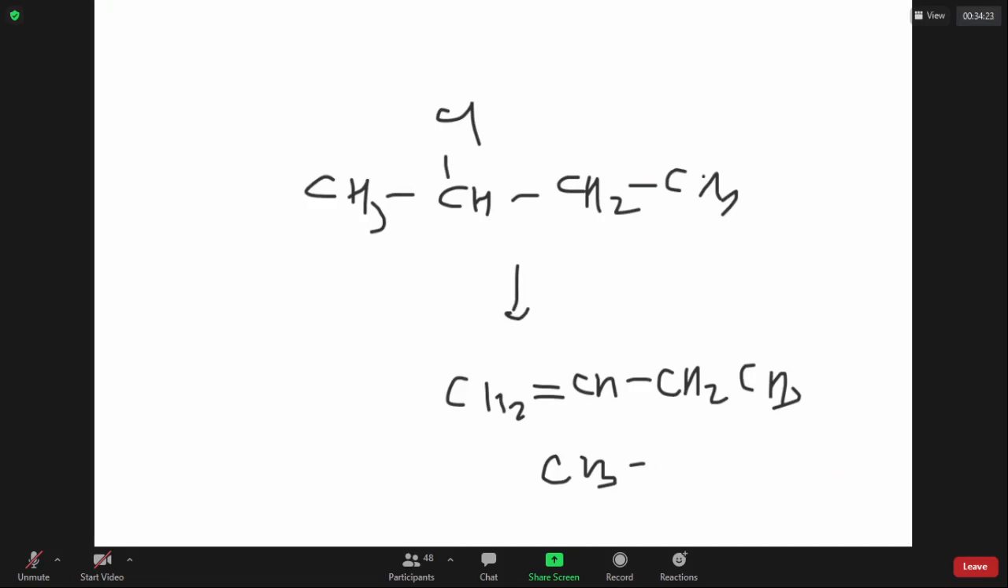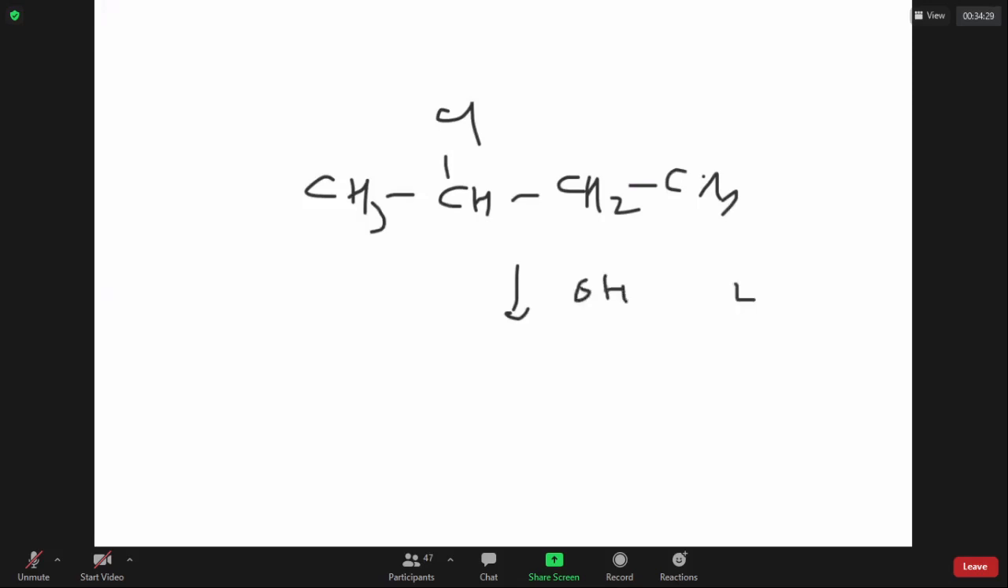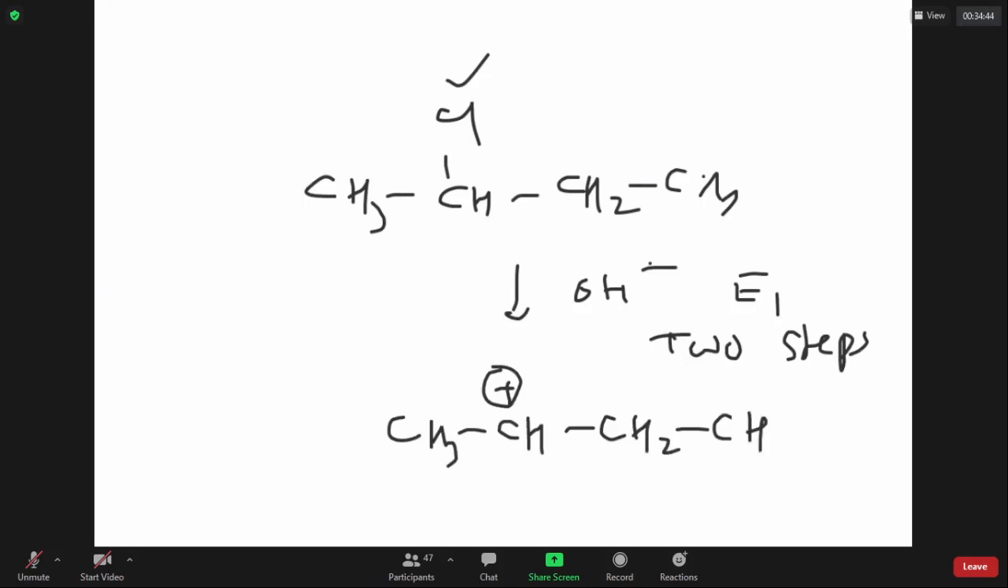When the reaction is proceeding by the E1 mechanism, in the presence of a base, it proceeds in two steps. First step is loss of Cl minus to give carbocation. Can you see it? Yes, sir, we can see. Now, this compound is called 2-chlorobutane.